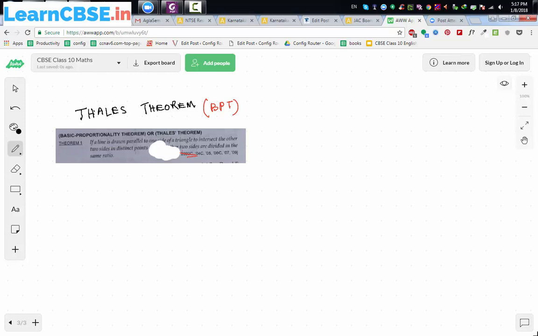It's given that if a line is drawn parallel to one side of a triangle to intersect the other two sides at distinct points, then the other two sides are divided in the same ratio. This is a very famous question even in CBSE. It appears at least 6 times. So we will draw a triangle first.